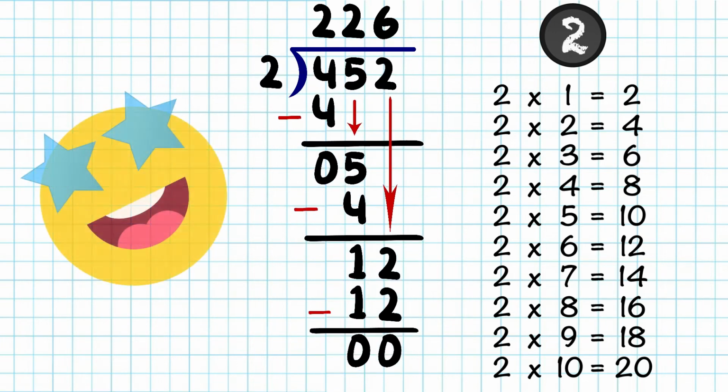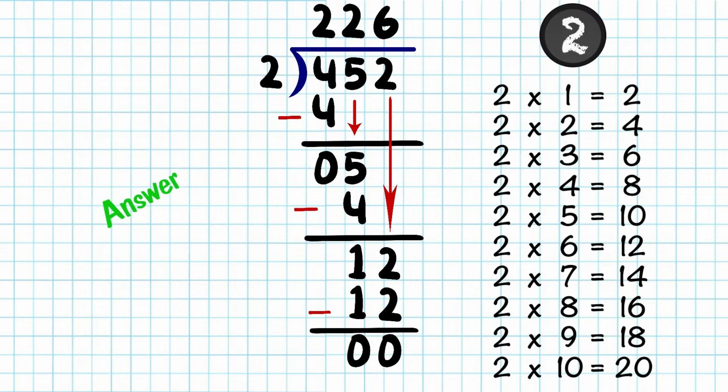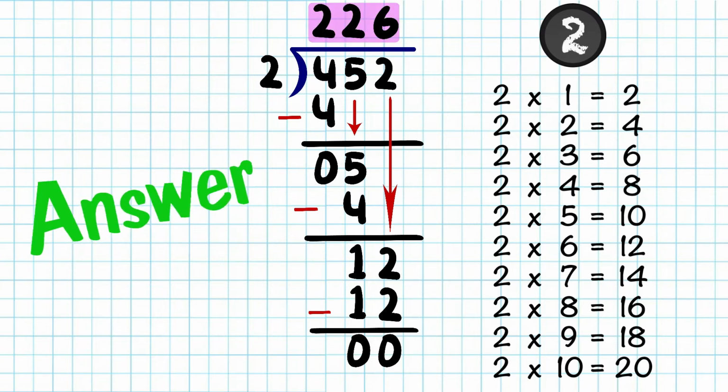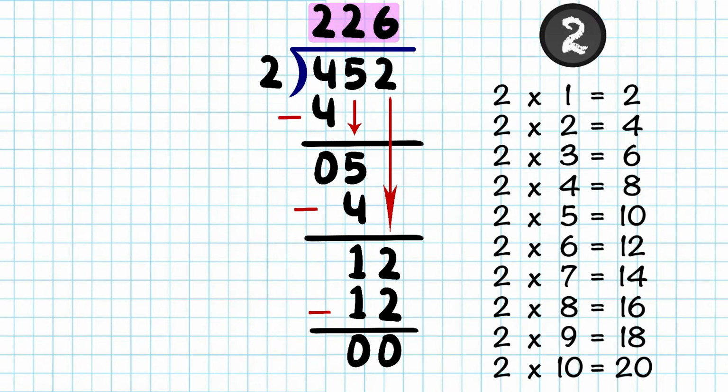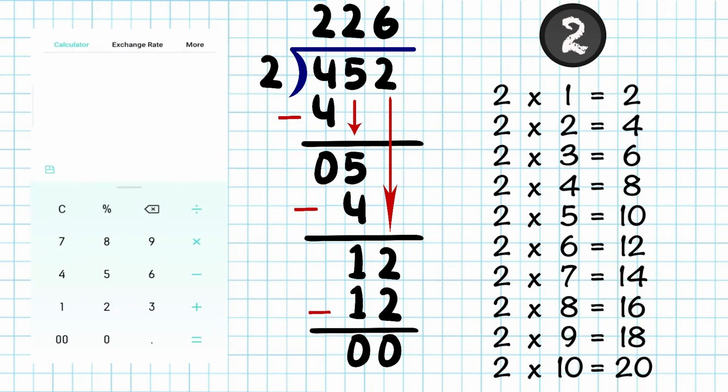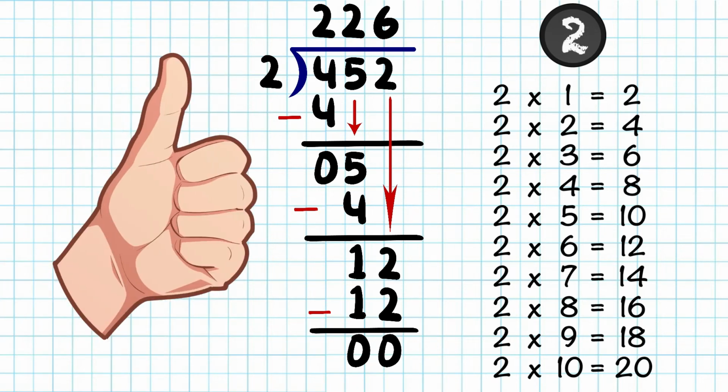Finally, we have solved the problem and our answer is 226. Let's just recheck it from the calculator too. 452 divided by 2 is equal to 226. Yay! Our answer was right.